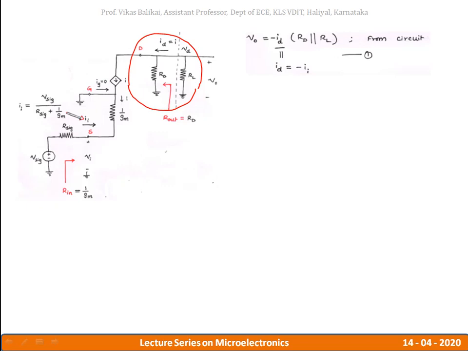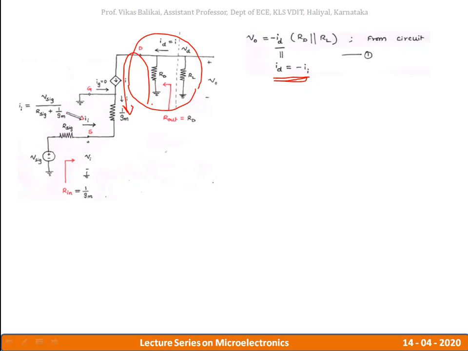The reason for considering minus Id is that the input current is flowing from the source inside the amplifier, and the output current is flowing from drain towards source. So the drain current is exactly opposite in nature to the input current, and that's the reason I have considered it as minus Id, and I'm going to substitute Id as minus Ii, because Ii and Id are opposite in nature. One more reason for this minus term is the current direction, which is like this.